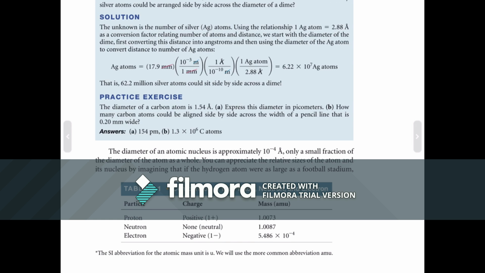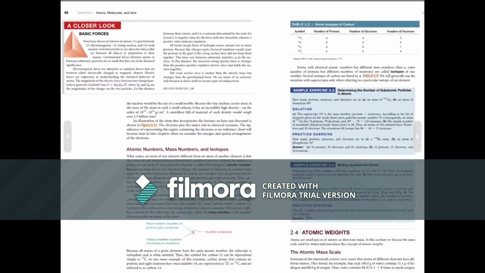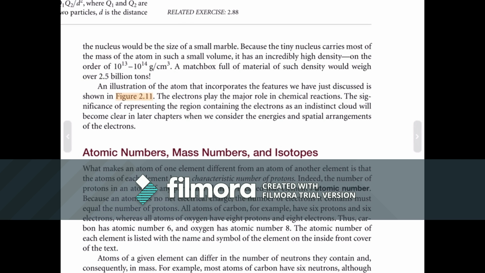You can appreciate the relative size of the atom and the nucleus by imagining that if a hydrogen atom were as large as a football stadium, the nucleus would be the size of a small marble. Because the tiny nucleus carries most of the mass of the atom in such a small volume, it has an incredibly high density, on the order of 10 to the 13th or 10 to the 14th grams per cubic centimeter. A matchbox full of material of such density would weigh over 2.5 billion tons. An illustration of the atom that incorporates the features we've just described is shown in Figure 2.11.